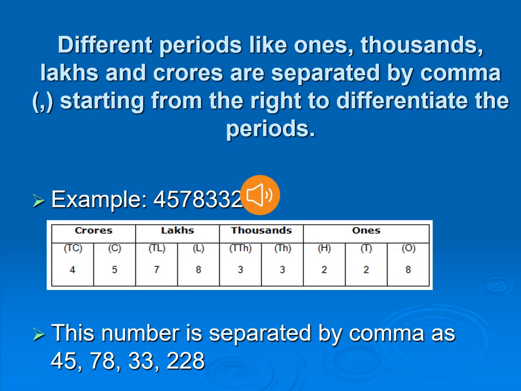This is another example. In this also, first we write the number in the place value chart and put commas after each period. And then this number is read as 45 crore 78 lakh 33,228.